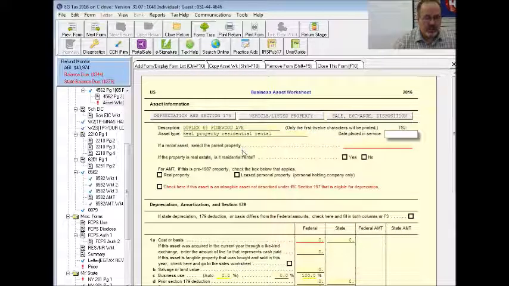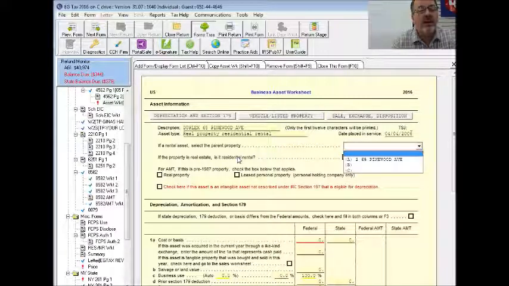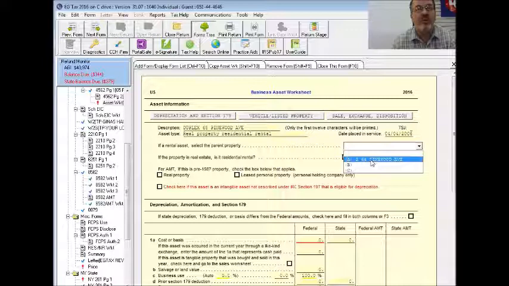Yep. Okay. Date placed in service. There we go. April 4th, 2006. Okay. Then, if a rental asset, select the parent property. What comes down? Yep, there's my little A. What's that 2 in front of it mean? Double. Yeah, it's a multifamily, so it shows my code.